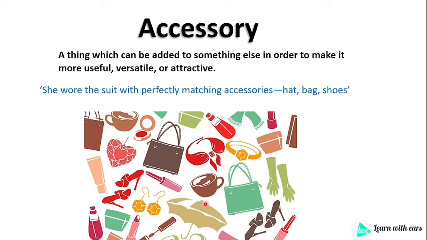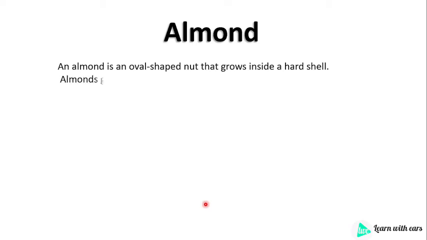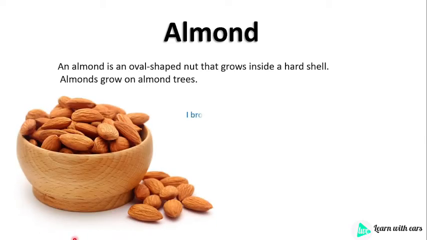Okay? Next word is almond. Almond. An almond is an oval-shaped nut that grows inside a hard shell. Okay? Almonds grow on almond trees. I brought an almond cake and some chocolates yesterday.